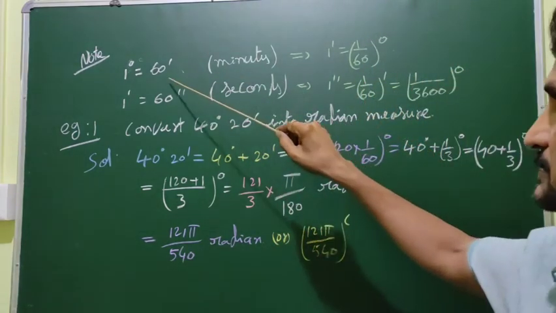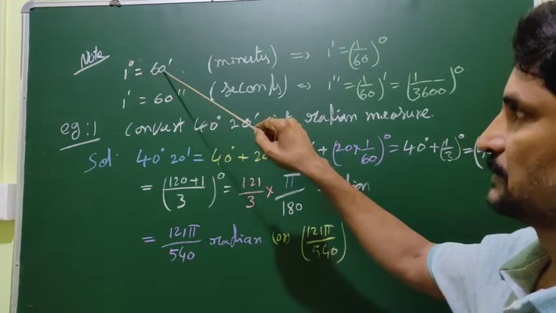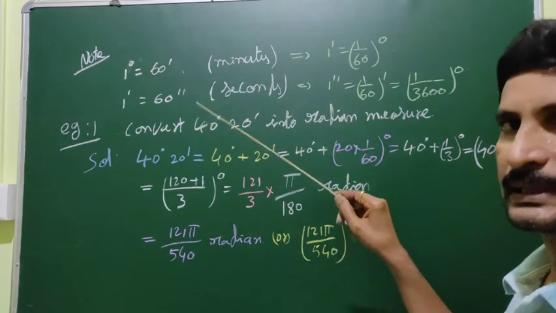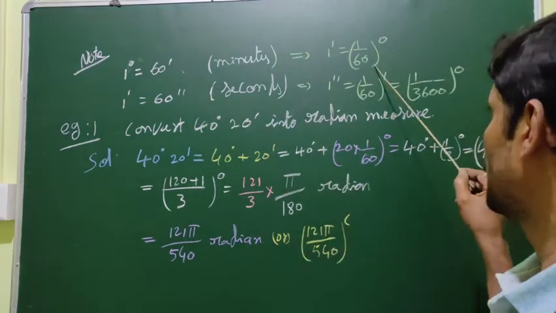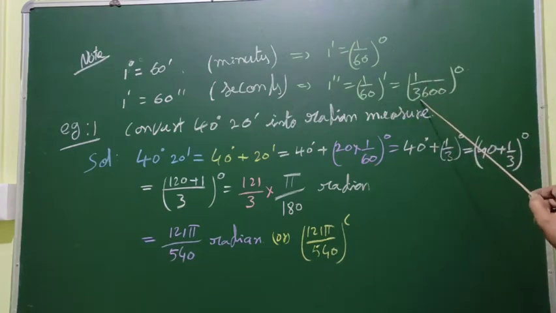Now, see this. 1 degree is equal to 60 minutes. Now, 1 minute is equal to 1 by 60 degrees. Similarly, 1 second is equal to 1 by 60 minutes. Then convert, 60 into 60. 1 by 60 into 60 degrees is equal to 1 second.